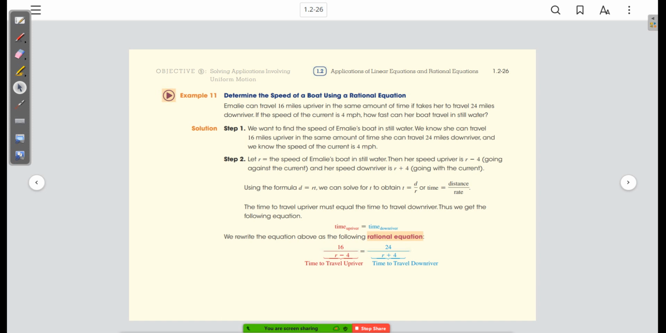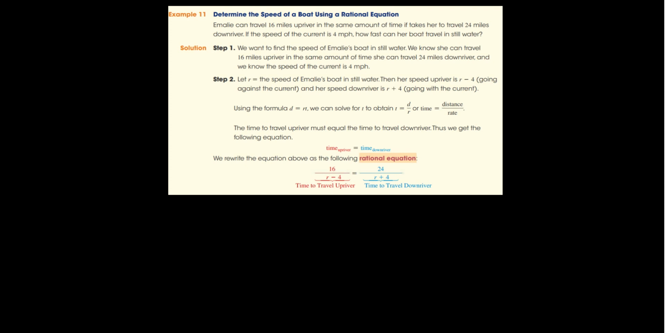Example 11. I don't think this is too difficult, so we're going to go ahead and just snip the whole thing. I don't think there's too much I need to explain here. So Mela can travel 16 miles upriver in the same amount of time it takes her to travel 24 miles downriver. If the speed of the current is 4 miles per hour, how fast can her boat travel in still water?